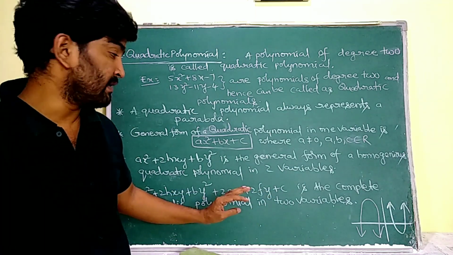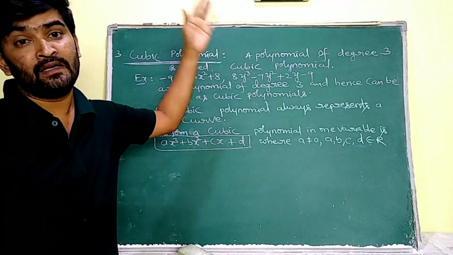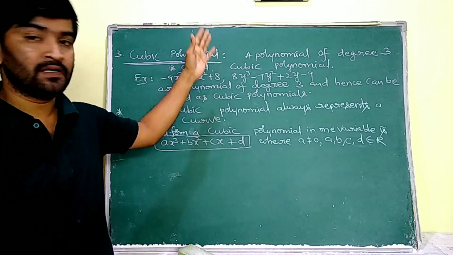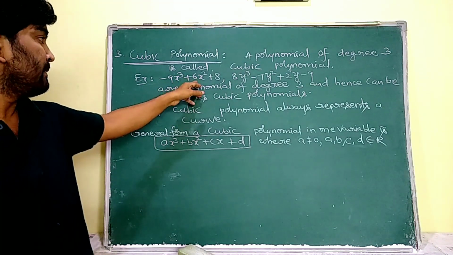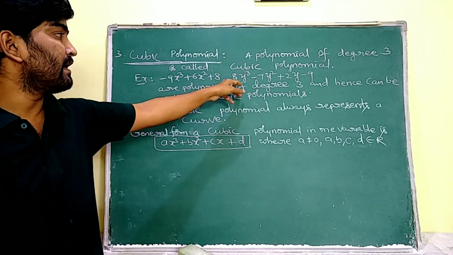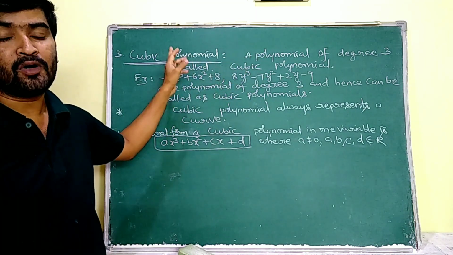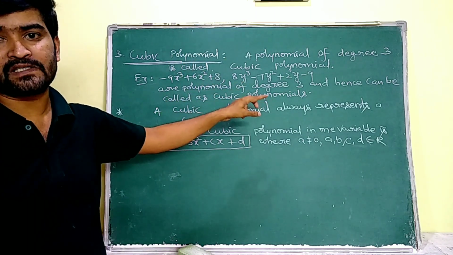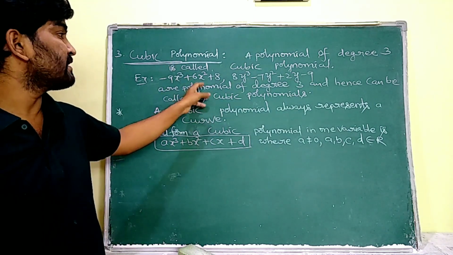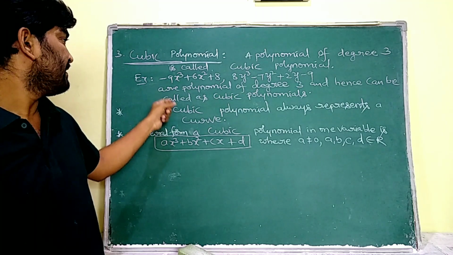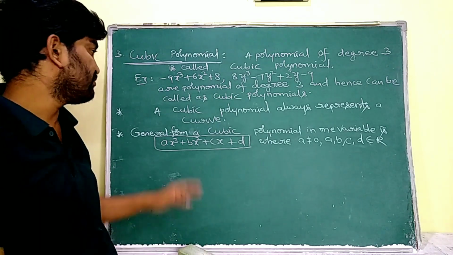Okay. We are going to discuss the third type of polynomial, that is the cubic polynomial. A polynomial of degree 3 is known as a cubic polynomial. A cubic polynomial, in the sense of minus 9x cube plus 6x square plus 8, 8y cube minus 7y square plus 2y minus 9. These have positive integral powers, so these two are polynomials first, and their highest degrees are 3 each. So these are polynomials of degree 3, and hence they can be called cubic polynomials. A cubic polynomial always represents a curve. We have to remember this.